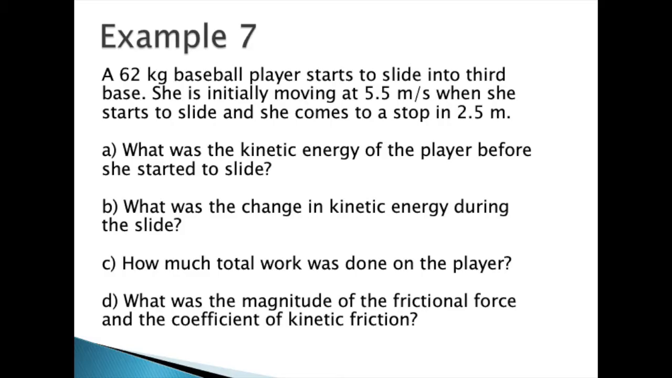Example 7, a 62-kilogram baseball player starts to slide into third base. She is initially moving at 5.5 meters per second when she starts to slide, and she comes to a stop in 2.5 meters. A, what was the kinetic energy of the player before she started to slide? B, what was the change in kinetic energy during the slide? C, how much total work was done on the player? D, what was the magnitude of the frictional force and the coefficient of kinetic friction?